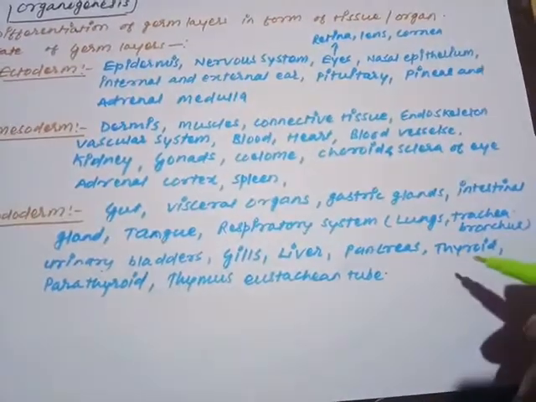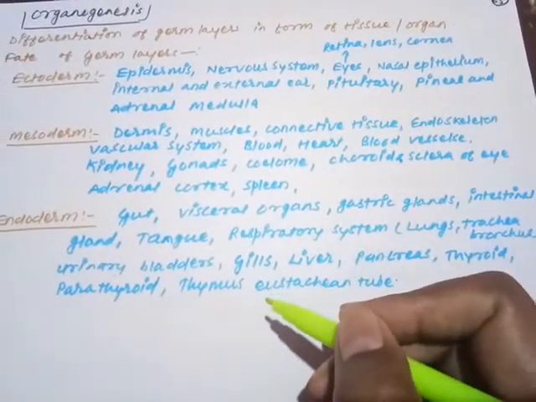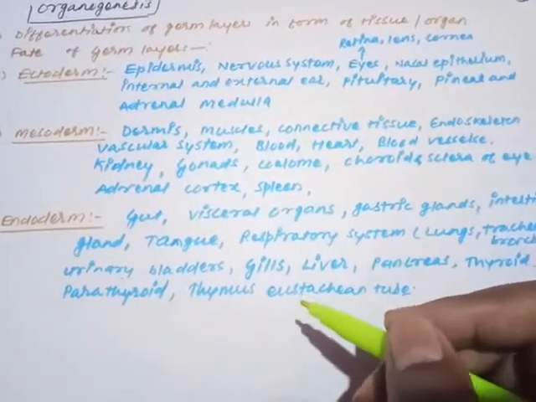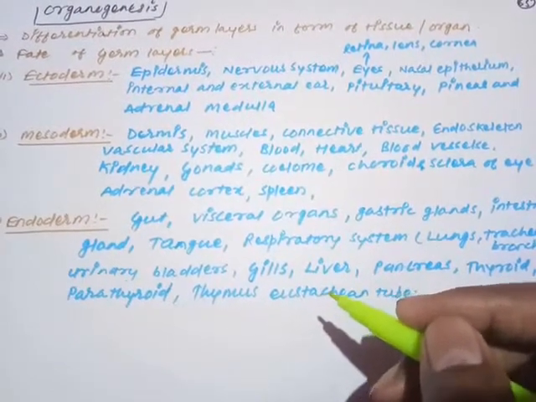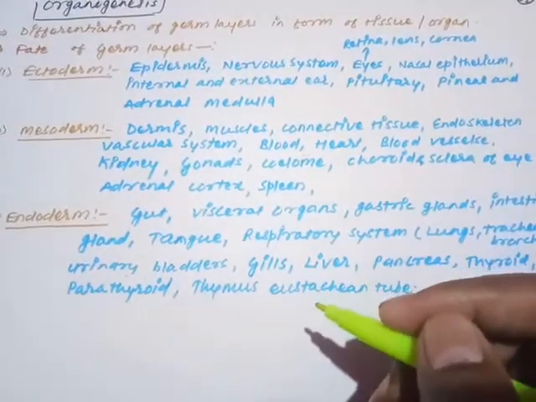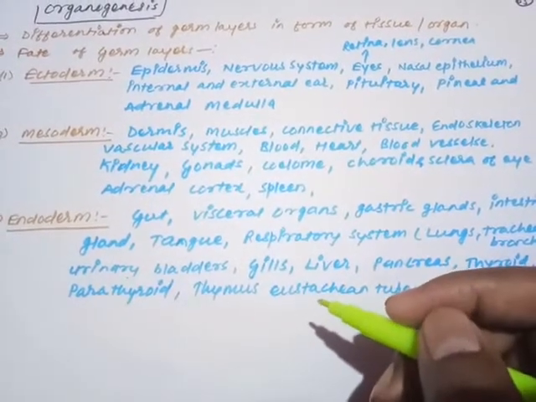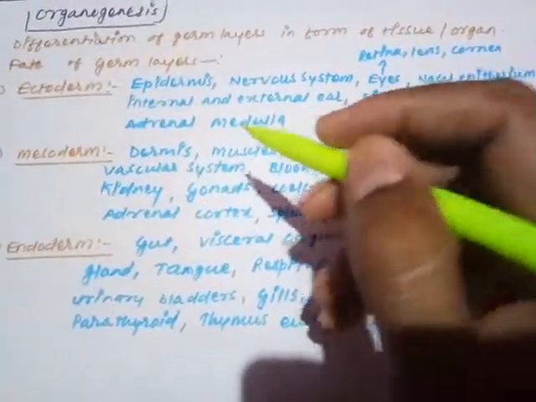Pancreas, thyroid gland, parathyroid gland, thymus gland and eustachian tube. Remember, the internal and external ear originated from the ectoderm only, but in the case of the eustachian tube, which is part of the middle ear cavity, it is produced from the endodermal region. Once again I am just going to repeat all these things because these are very important.